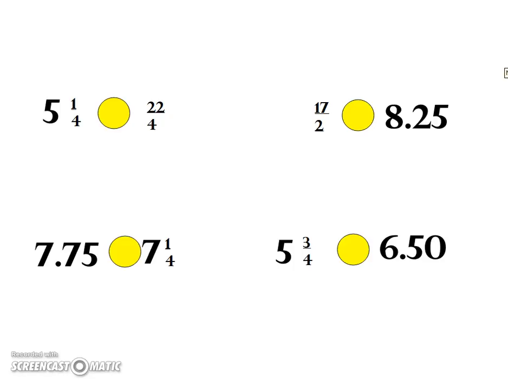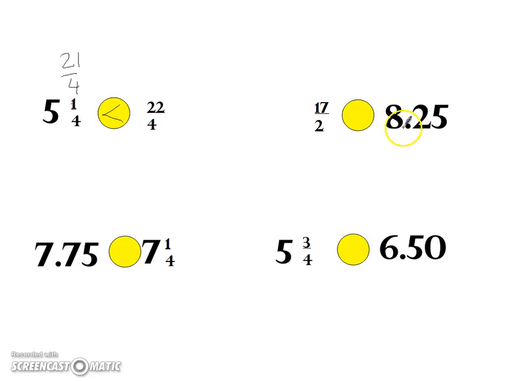I want to compare some fractions here real fast. For me to be able to compare them, I usually have to have them in the same form. Either they're both in mixed, they're both in improper, or they're both in decimal. Since I already have this one in improper, I think the easiest thing to do would be to just change this one to an improper. So I got 5 times 4 is 20, plus 1 is 21/4. 22/4 is bigger.